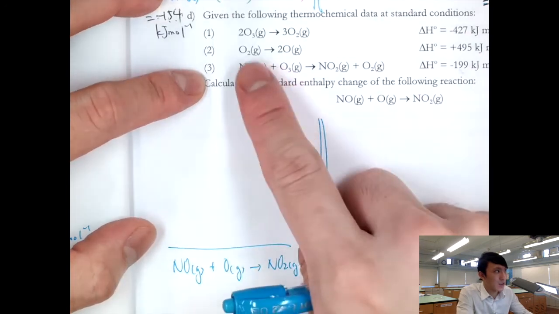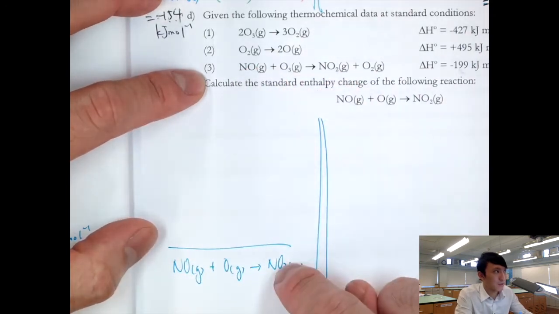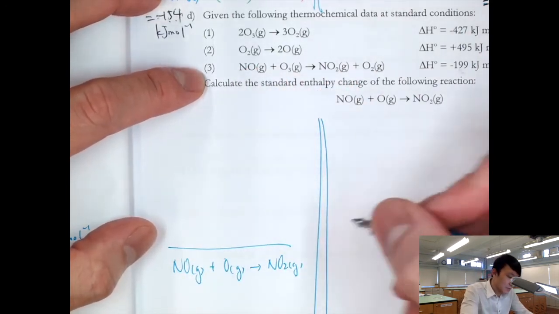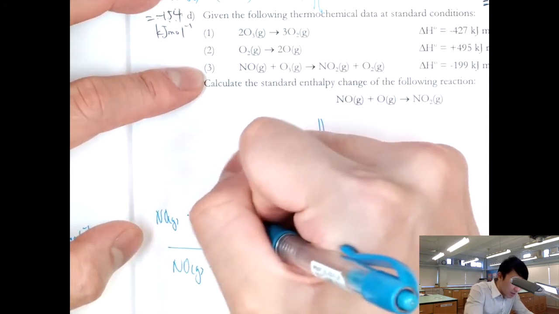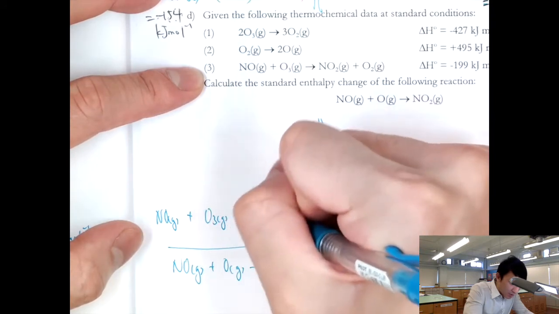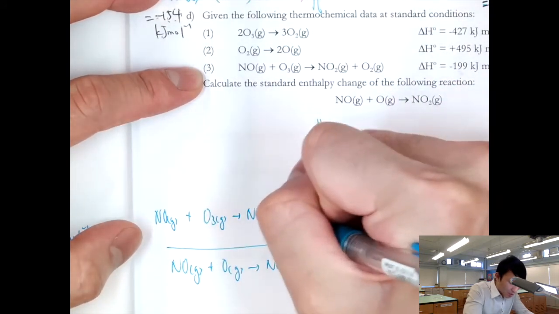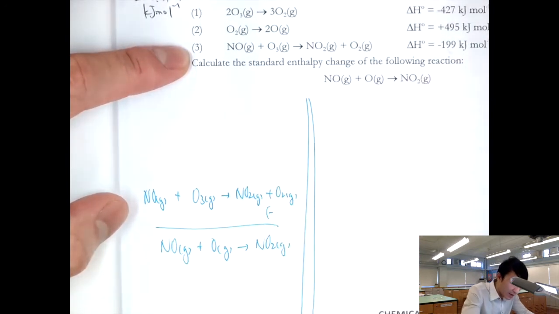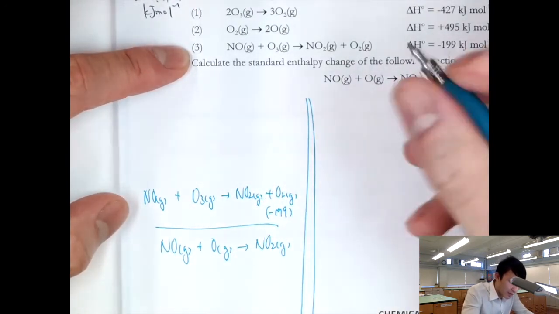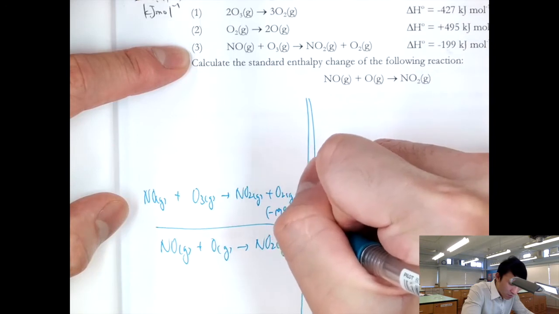Okay, so you see NO on the left, NO2 on the right, which is easier. So let's put it down first: NO, O3, NO2, O2. You just directly copy, and you don't have to flip anything. So just negative 199 kilojoule per mole.